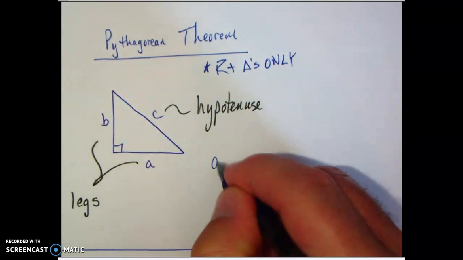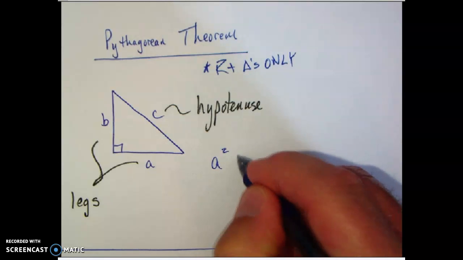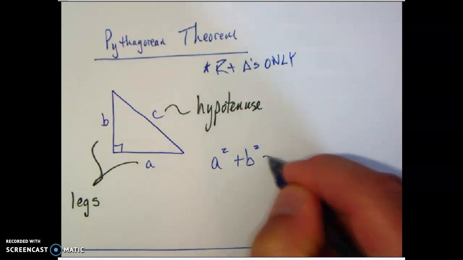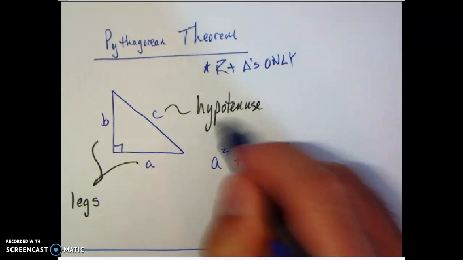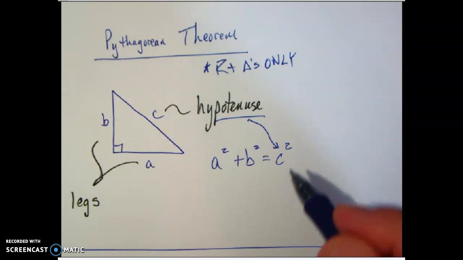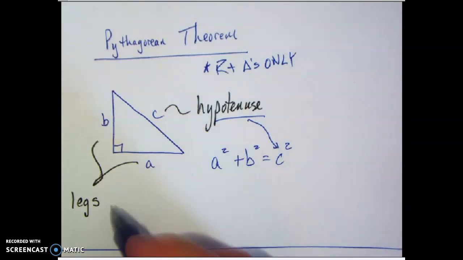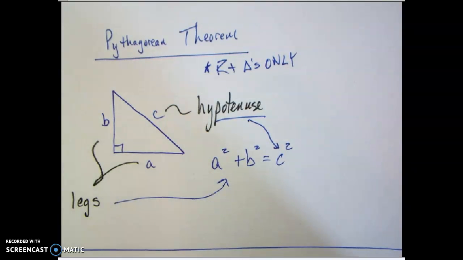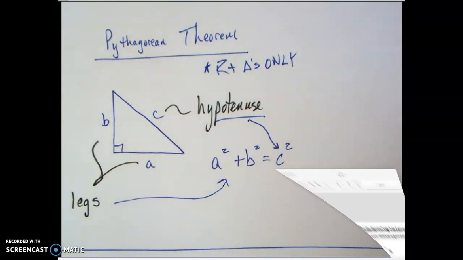And the Pythagorean Theorem says that a squared plus b squared is equal to c squared, where the hypotenuse, which is always the longest side in a right triangle, would be our c value, and then the legs go in for a and b.